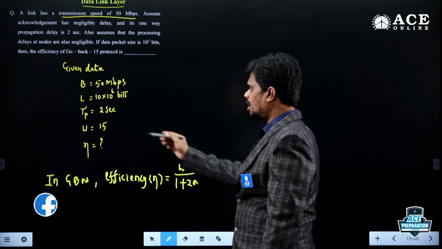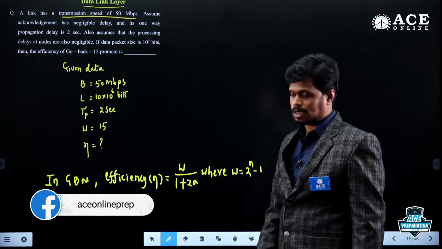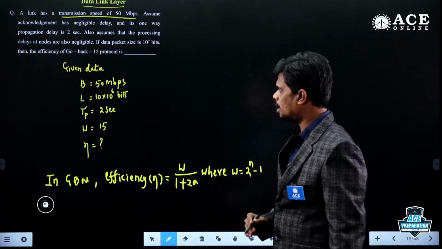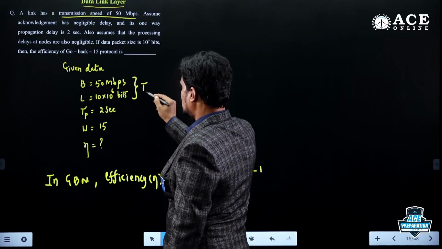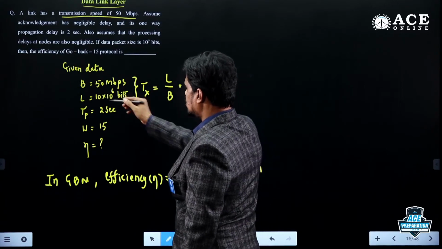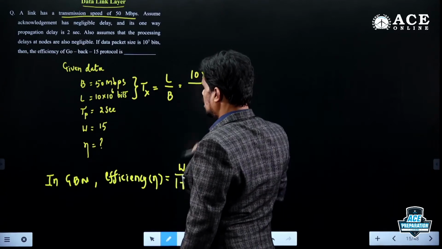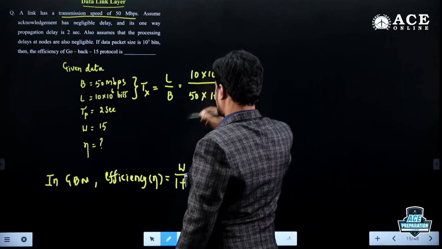But the W value is already given in the question statement, so we need to calculate only the a part. What is the a value here? Tp by Tx. Tp is already there, but Tx is not. We are going to calculate Tx. So Tx is equal to L by B. L here is 10 into 10 power 6, divided by bandwidth 50 into 10 power 6.